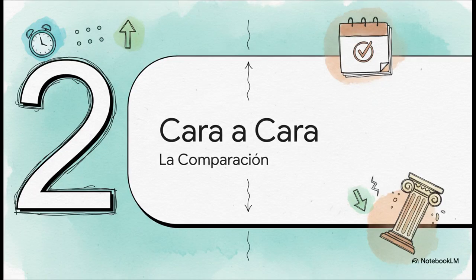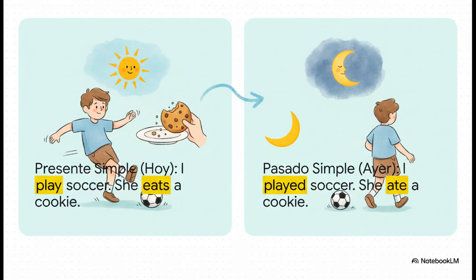Okay, now that we know each tense on its own, it's time to put them face to face. This direct comparison is going to help you see the differences crystal clear. This slide illustrates the difference perfectly. On the left, we've got the present. Today, I play. On the right, the past. Yesterday, I played. Just look at how the verb transforms to travel through time. Play becomes played, eats turns into ate, and speak flips to spoke.